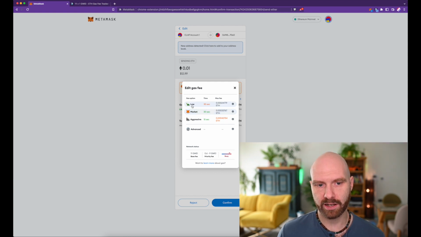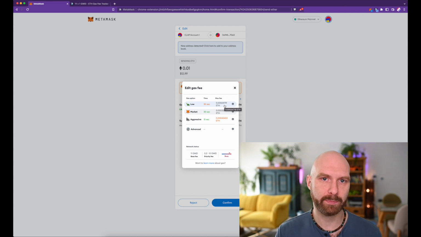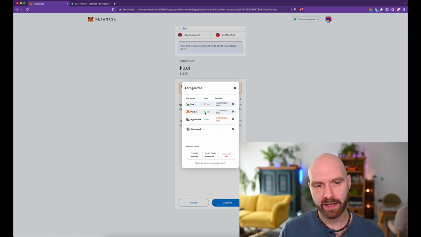Low is slower. It will save you a tiny bit of gas, but then the transaction can take tens of seconds, maybe even minutes, depending again on how the network changes. If the network gets busier, then of course this transaction will get pushed further and further down. And then you also have the aggressive setting, which is bumped up slightly higher. You can see here by the numbers roughly what the percentage difference between them is.